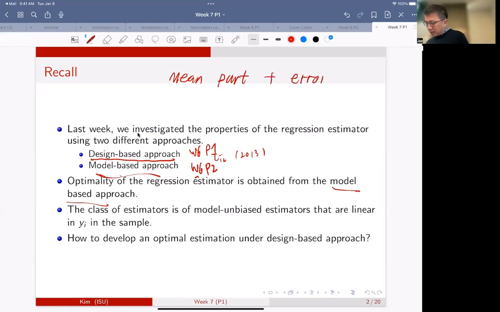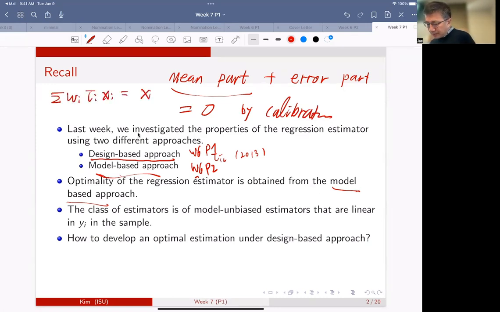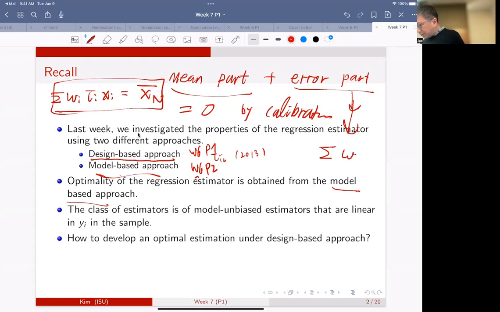and the error part. So the mean part is controlled, it can be made 0 by calibration. Calibration, so like this, right? Something like that. This calibration is imposed to control the mean part. Then the error part. So we covered something like this, right? We want to minimize this, right?